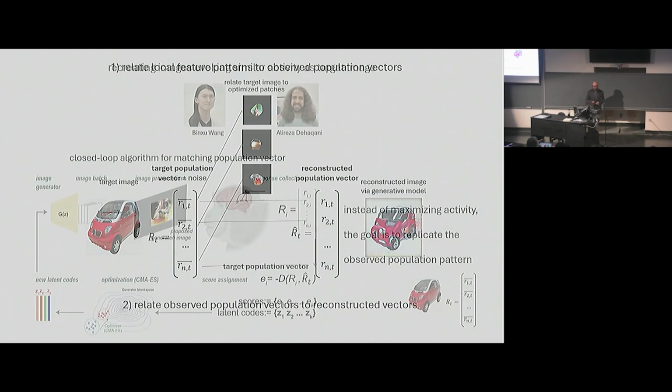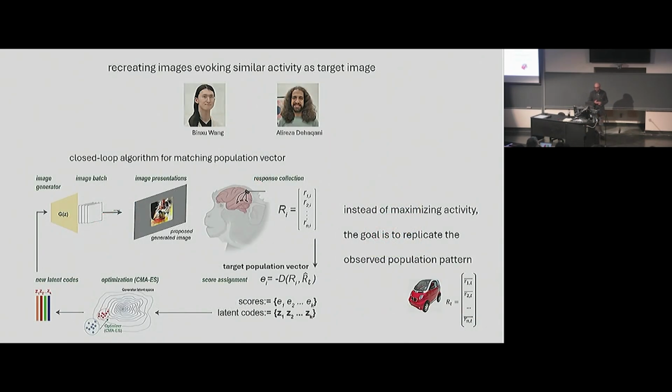And this is work that was started by Binshu Wang when they were in my lab and then picked up by Alireza. We basically took that closed loop approach that I described earlier. All you need to know about it is that instead of just maximizing the activity of one neuron, all we're trying to do now is to replicate the observed population pattern starting from scratch. We're asking what do we get back.